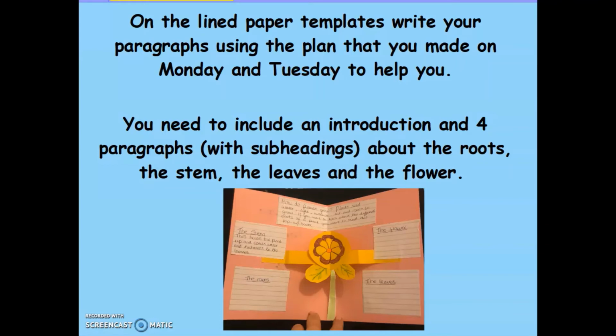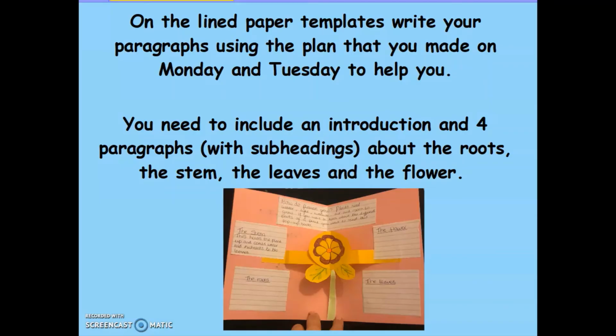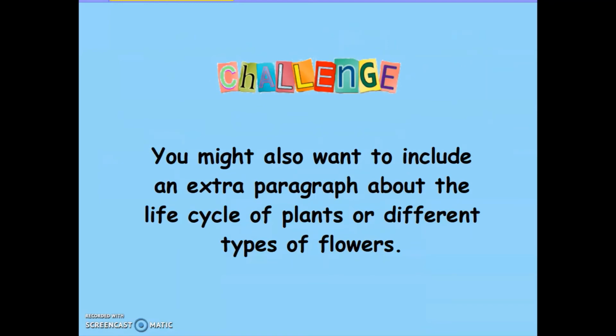You might choose to write all of your paragraphs together and stick them on one sheet, or you might choose to cut up your lined paper into each section. When you are doing your writing, you need to leave a space in the middle of the page where the fold is, as this is where your pop-up flower will go. You might also want to include your extra paragraph about the life cycle of plants or different types of flowers, especially if you are red, orange or yellow group and included these in your plan on Monday and Tuesday.